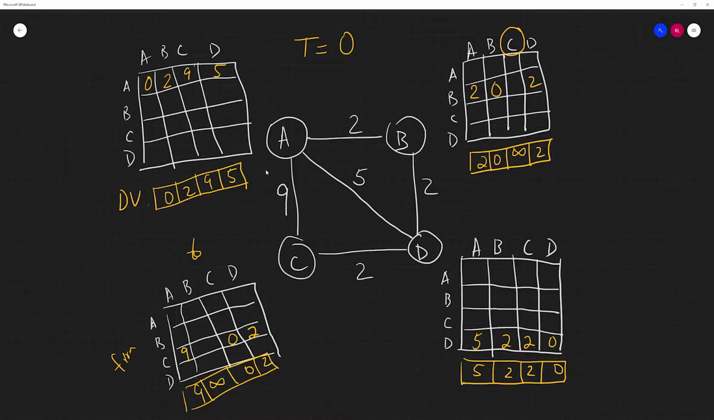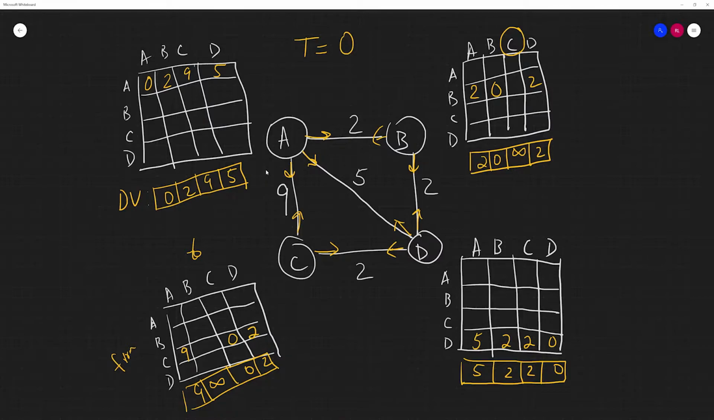C has a cost of 9 over here and a cost of 2. D has a cost of 2, 2, and 5, and to get to D itself it costs 0. So what's going to happen is each of these devices is going to exchange distance vectors. A's distance vector goes to B, to D, to C. C's distance vector goes to A and D, and so on. Essentially these yellow boxes over here are exchanged.